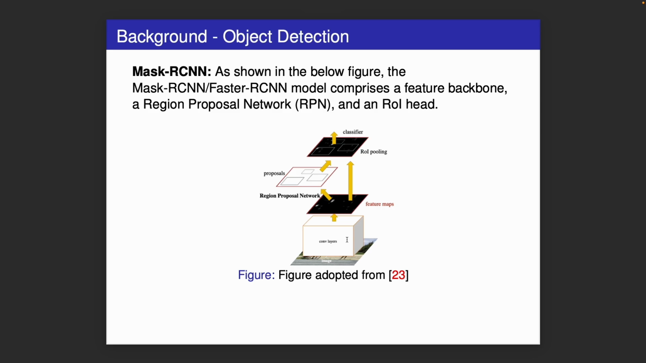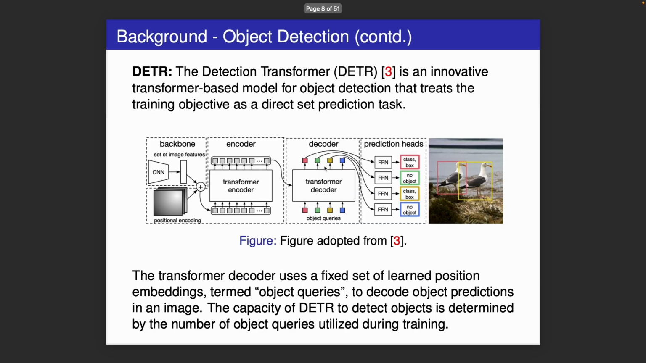To give a quick background, we use Mask R-CNN, which is as shown in the below figure. The model comprises a feature backbone, a region proposal network, and an ROI head.